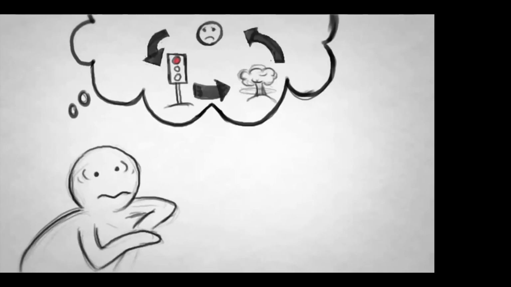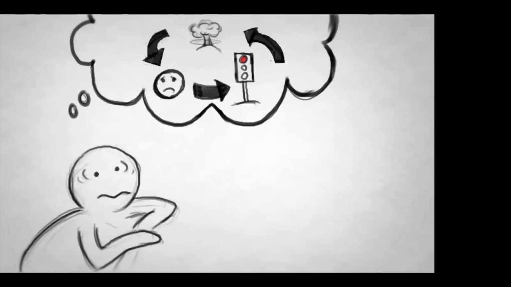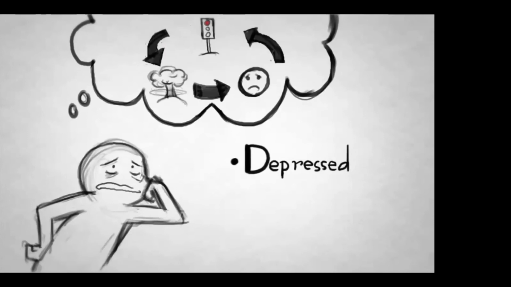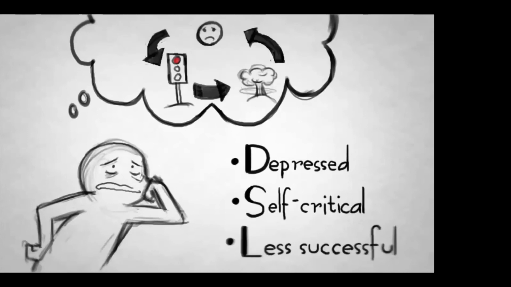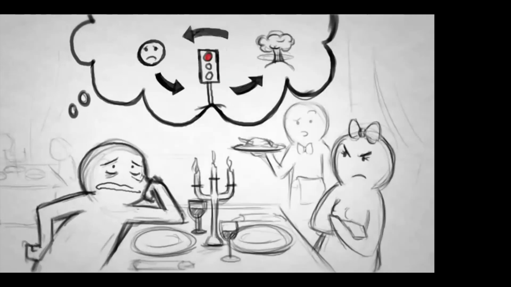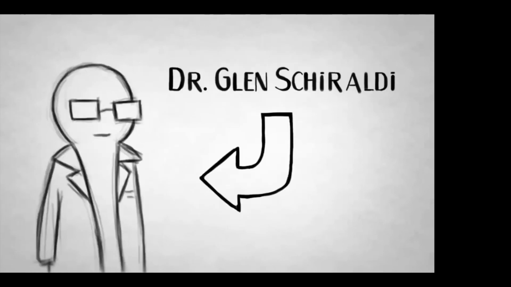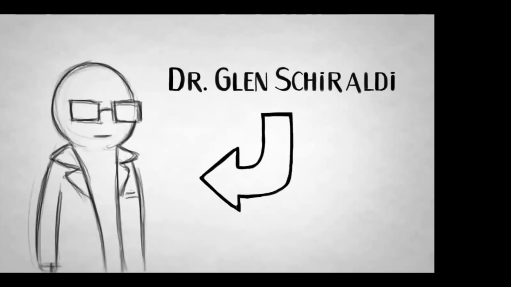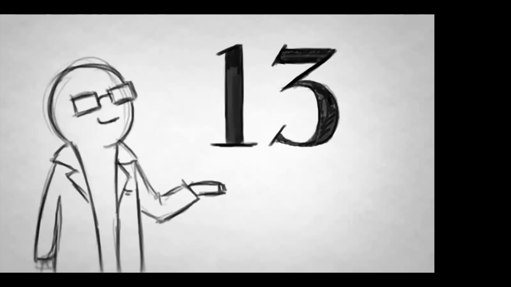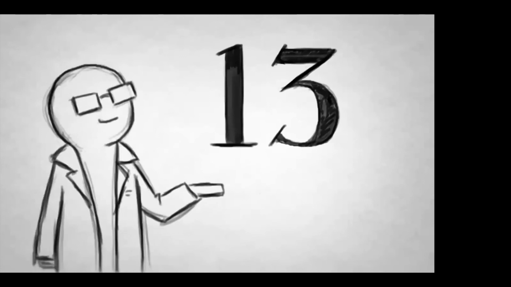But first, how serious are ATs? A study at UCLA shows that people who got caught in cycles of automatic negative thinking became clinically depressed, self-critical, and less successful in both their work and personal lives. According to Dr. Glenn Scaraldi, these negative, disordered ATs fall into 13 categories, all of which take a toll on your mental health. Here are some of the categories.